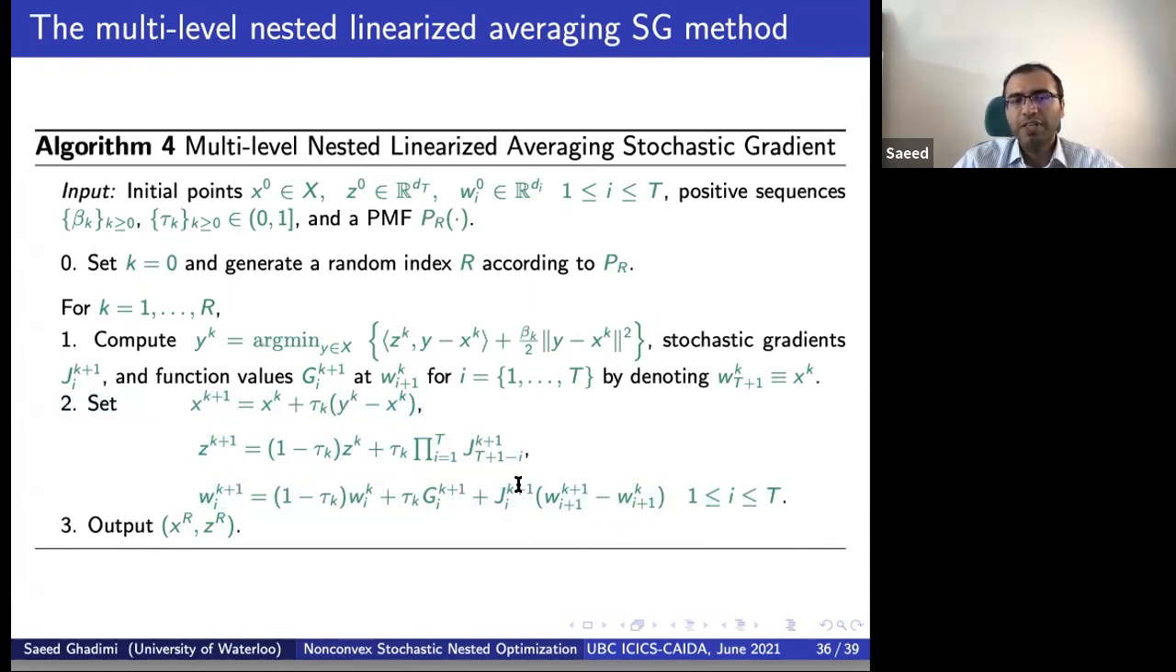So the difference between this algorithm and the previous one is that instead of having g bar here and taking a batch of samples per iteration, we just take one sample, take this convex combination, and add this linearization term here. This will help us reduce the noise associated with the value of the inner function at each iteration and removes the necessity to take a batch of samples per iteration.